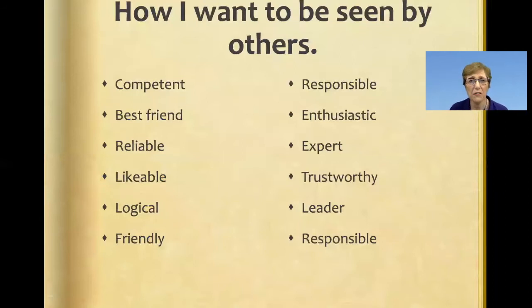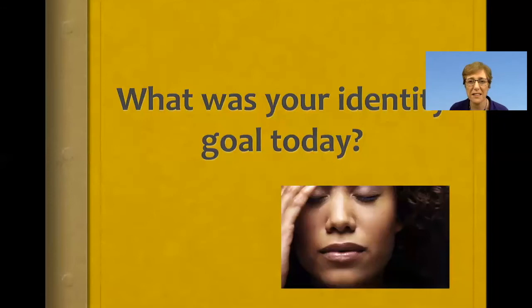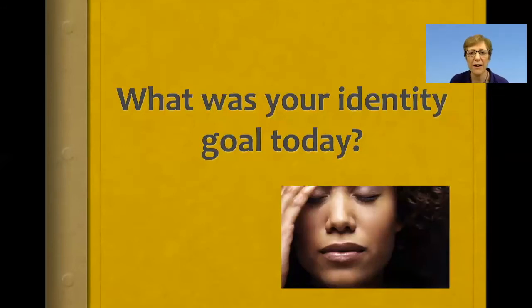Here are some typical ways that people want to be seen. So people want to be seen as competent. They want to be seen as a good friend or a best friend, that they're reliable, likable, logical, friendly, responsible, enthusiastic, expert, trustworthy, leader. So I'm sure you could add to this list, but I'm giving you this to just give you some place to start and think about that conflict again. So what was the identity goal, yours and the other person that was in the conflict, or the other two people in the conflict that you are thinking about? And then when you're done with that, you can restart the video.